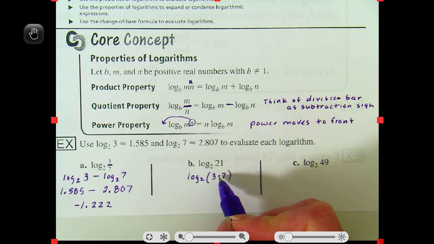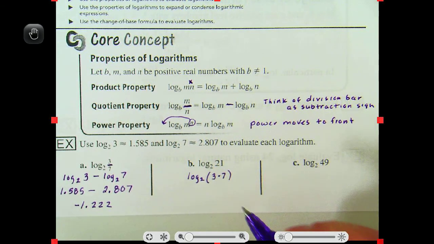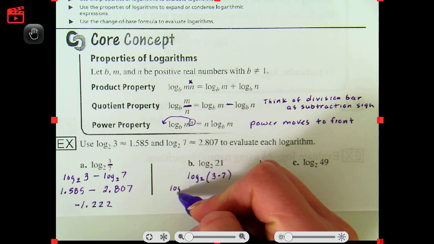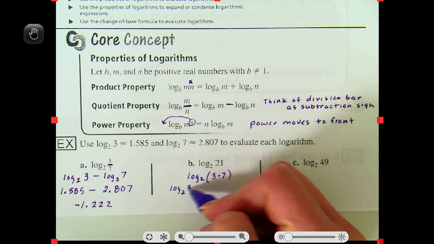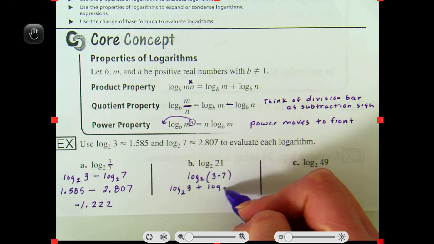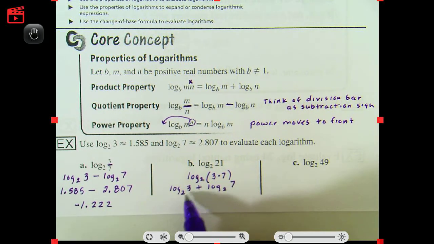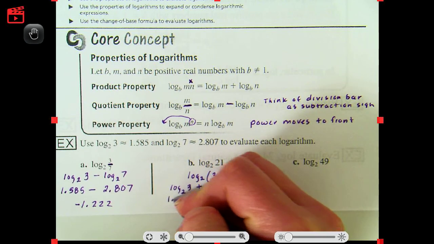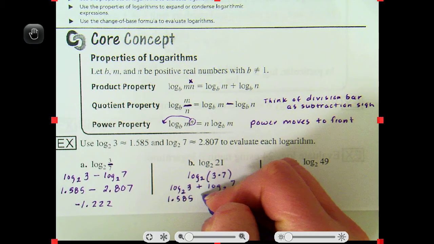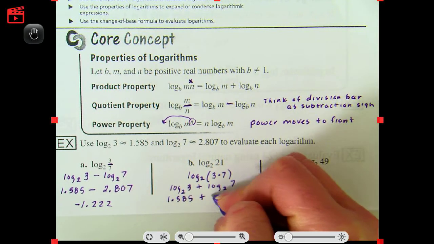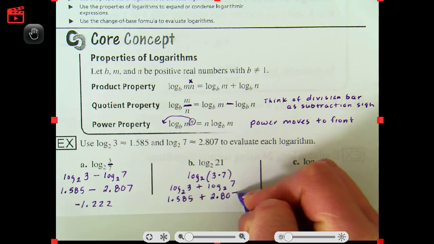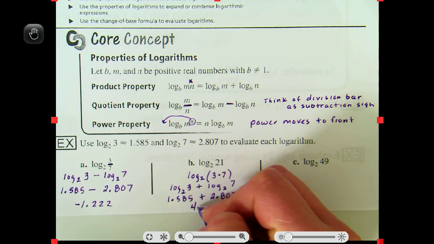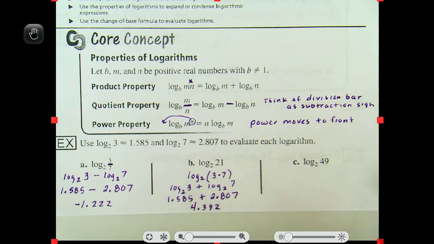But since it's multiplication, I can change it to addition. So think of that little times sign changing into a plus sign instead. So I'd have log base 2 of 3 plus log base 2 of 7. Log base 2 of 3 is that 1.585, plus log base 2 of 7 is the 2.807. You add them together and you get 4.392.